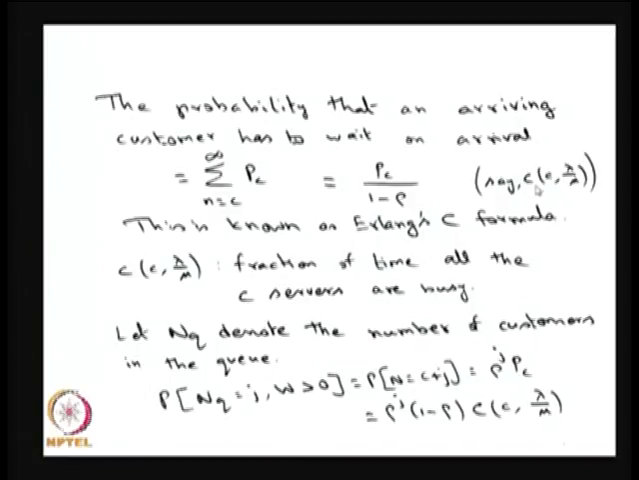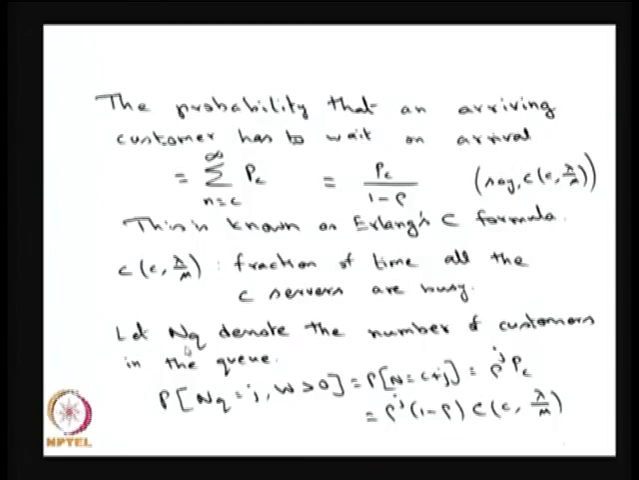I am denoting that with the letter C of C comma lambda by mu, because you need the number of servers in the system and you need a lambda as well as mu. If I know this quantity, I can find out the Erlang C formula. This is a very important formula. Using that, you can find out the optimal C, such that the probability is minimum. You can find out the optimal number of servers needed to have some upper bound on the probability that an arriving customer has to wait. Therefore, this Erlang C formula is very useful in performance analysis of any system.